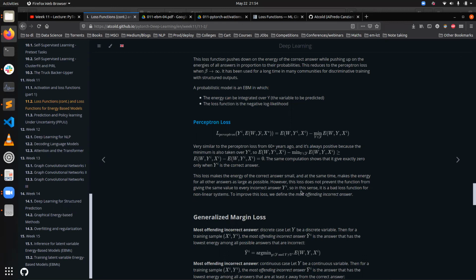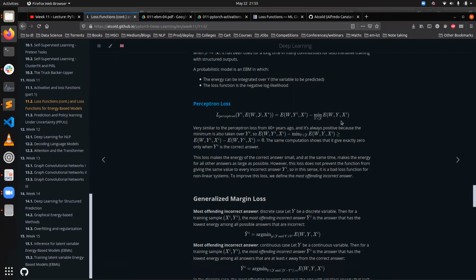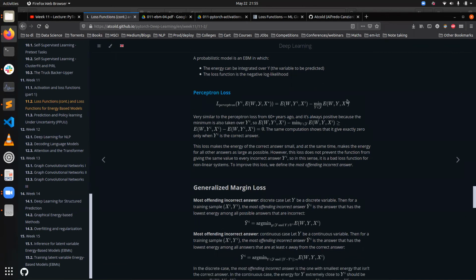One disadvantage of this is that it might lead to the model giving the same energy to all the points, so basically a flat function. Even if you have a totally flat function, the loss will be 0. So this is not a great loss function. How do you improve this loss?